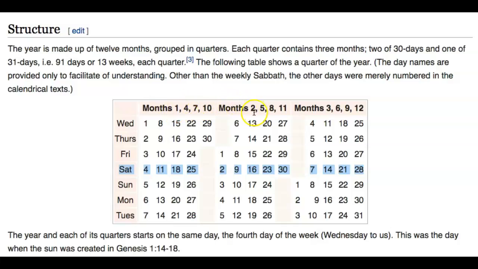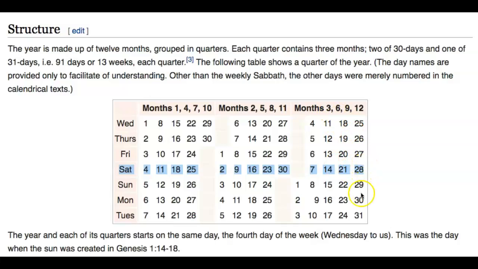Now, if you go to the second month, you'll have Shabbat on the 2nd day of the second month, the 9th day of the second month, the 16th day of the second month, the 23rd day of the second month, and then the 30th day of the second month. And then if you go to the third month, if we keep going on the 7-day cycle, then you'll have Shabbat on the 7th day of the third month, the 14th day of the third month, the 21st day of the third month, and then the 28th day of the third month. And then the cycle repeats.